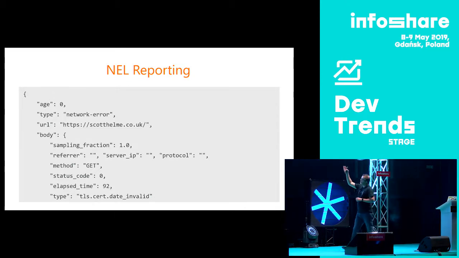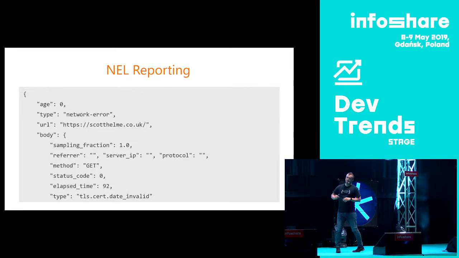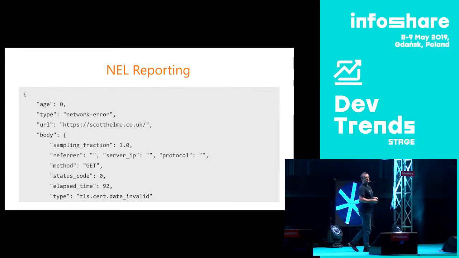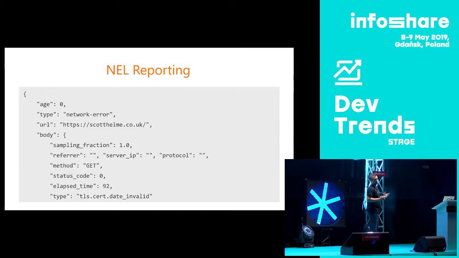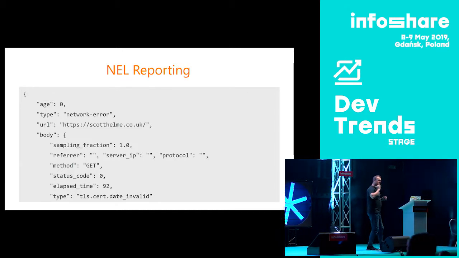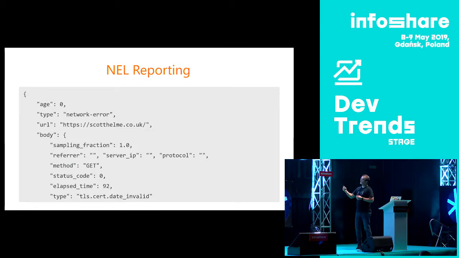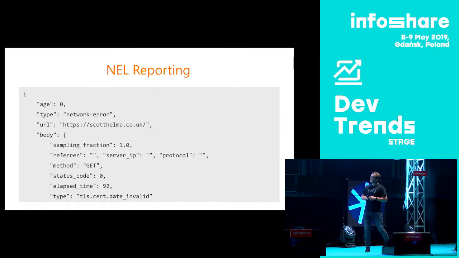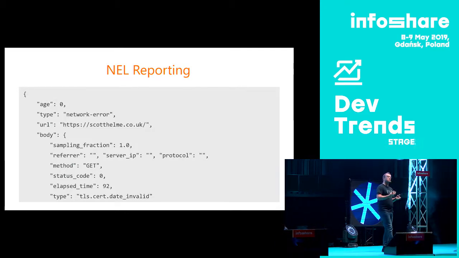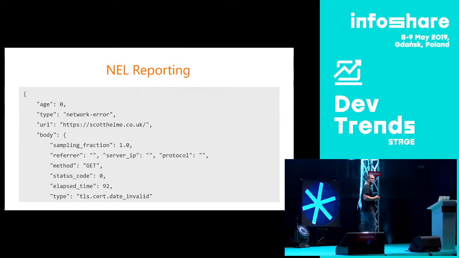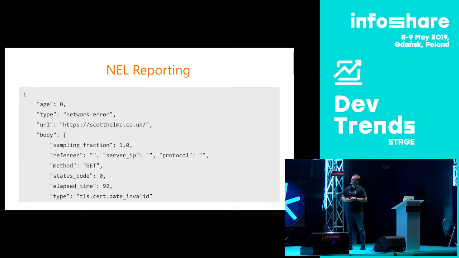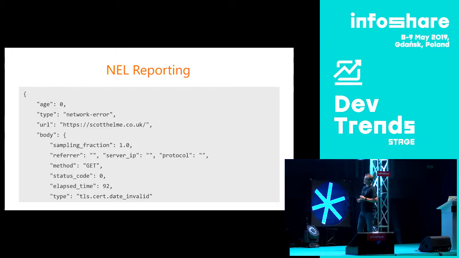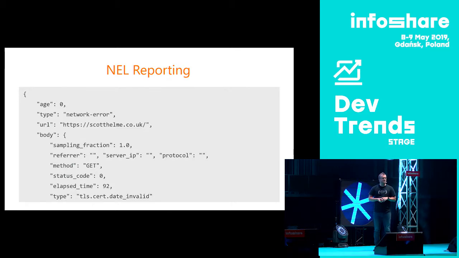Type, network error. What page was the user trying to get to? Sampling fraction. Maybe you don't want 100% of your users to send reports. Maybe you say, you know what, give me 0.1 and we'll take 10%. So you can downsample the errors if you're getting too much JSON. Referrer, server IP, protocol here, they're empty, but these fields could be populated. The browser tried to make a GET request. There's no status code because an error happened. No connection, no request, therefore no status code. And the last couple of fields, elapsed time. The browser spent 92 milliseconds arriving at this error. And the type of the error, probably the most important one, TLS certificate date invalid.